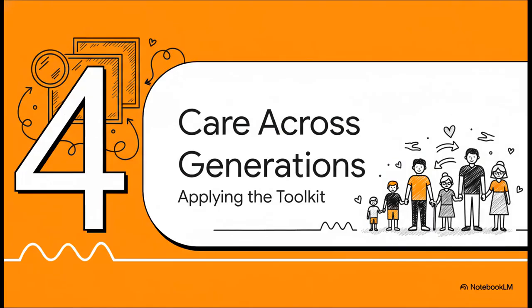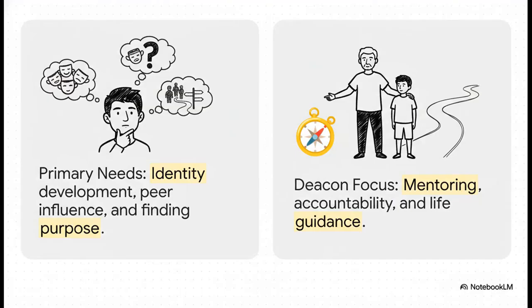So we have our lens for focus and our window for understanding. Now, let's see how this whole toolkit actually works in the real world. Because caring for a teenager is way different than caring for a senior citizen. This is not a one-size-fits-all approach. Okay, let's take teenagers. What are their biggest needs? They're trying to figure out who they are, right? They're dealing with huge peer pressure, and they're searching for a purpose. So our focus has to match that. It's got to be about mentoring, providing some loving accountability, and offering guidance.